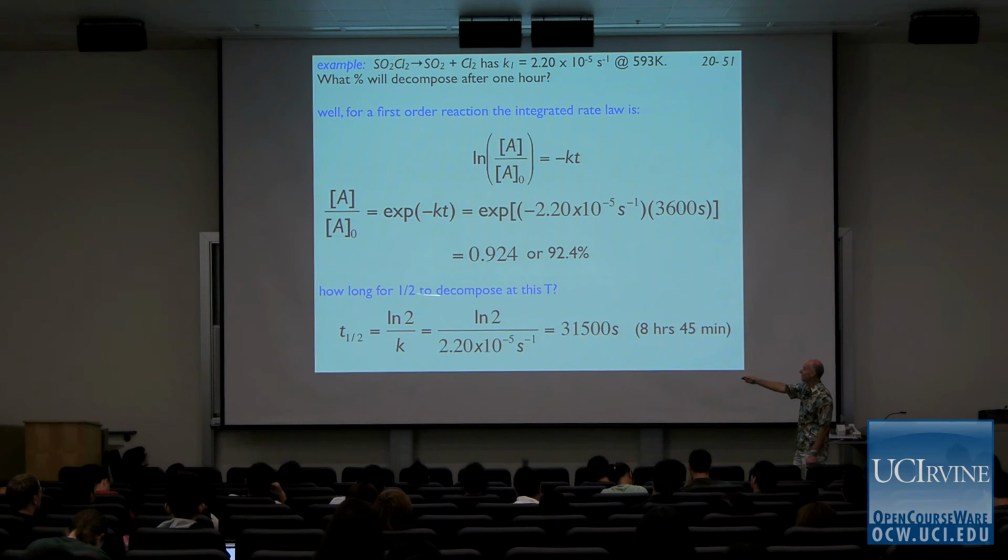How long for half of it to decompose at this temperature right here? Well, I can solve for the half-life. This is the normal equation for the half-life of a first-order reaction. That's the rate constant, log 2, 31,500 seconds. That's 8 hours and 45 minutes. That's the half-life of the reaction.